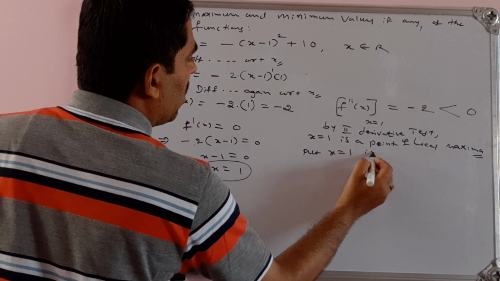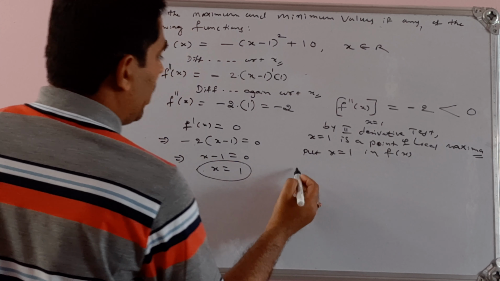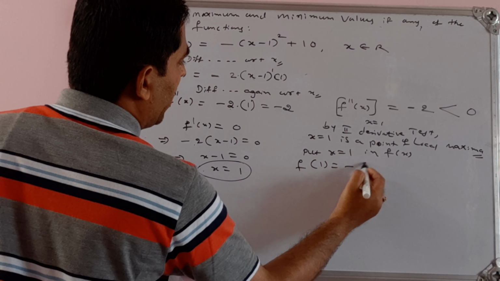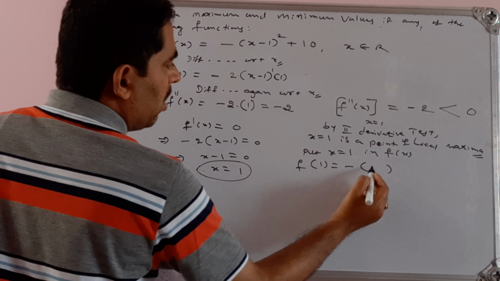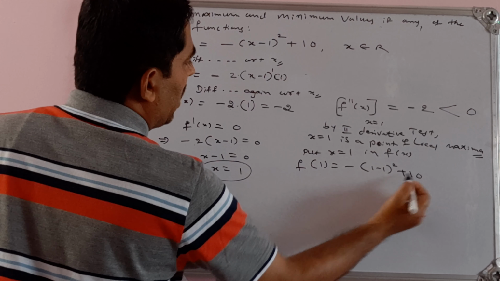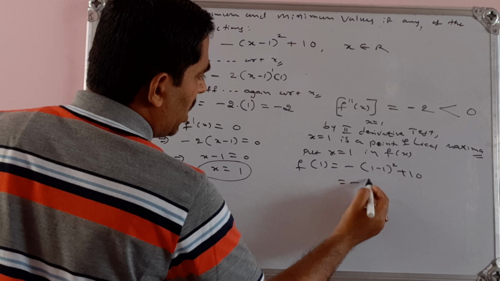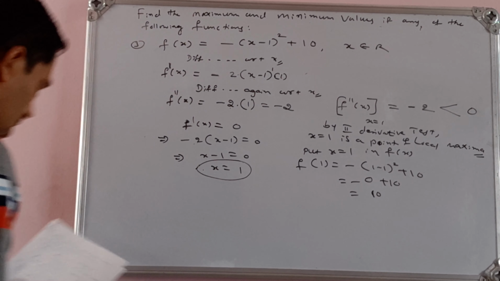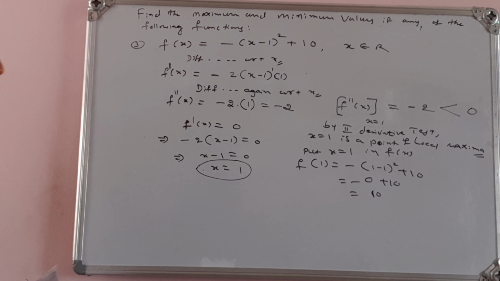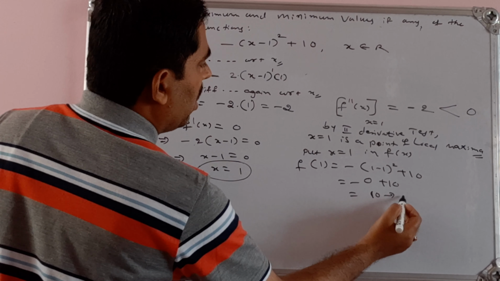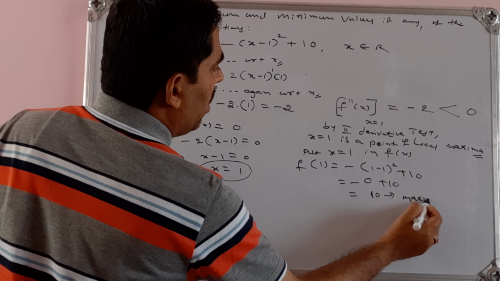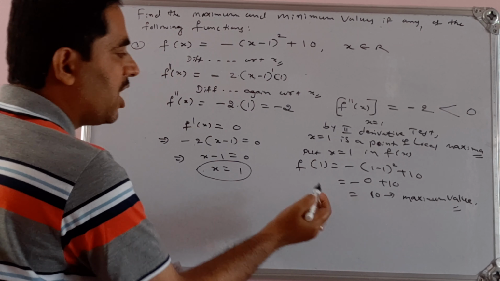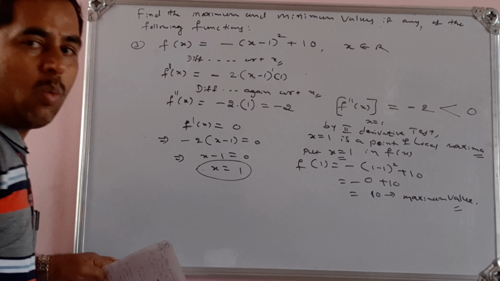Put x is equal to 1 in the given function. So where is the given function? I will put 1 here. F of 1 is equal to minus of 1 minus 1 whole square plus 10. So minus of 1 minus 1 is 0, that is 0 plus 10. So the value is 10. This is the maximum value. The function attains its maximum value at x is equal to 1.